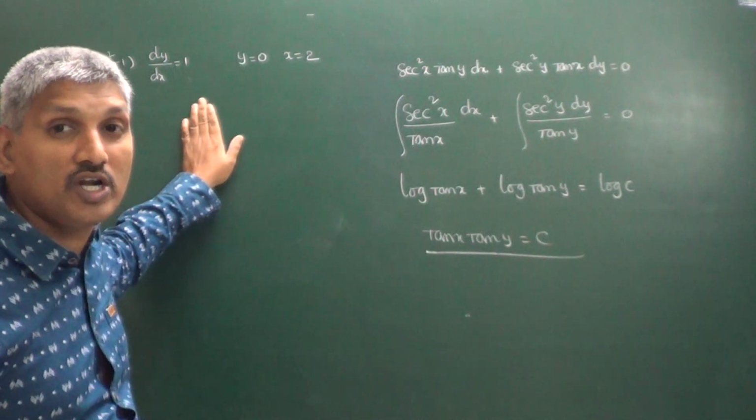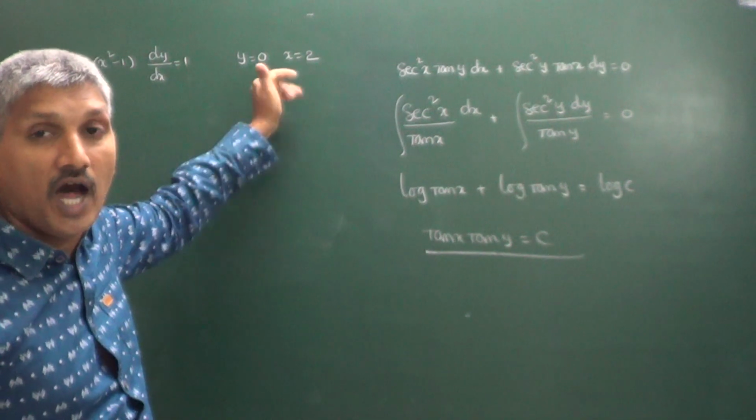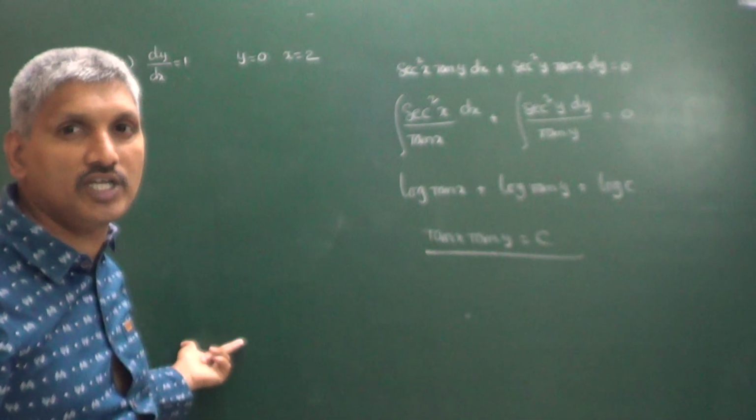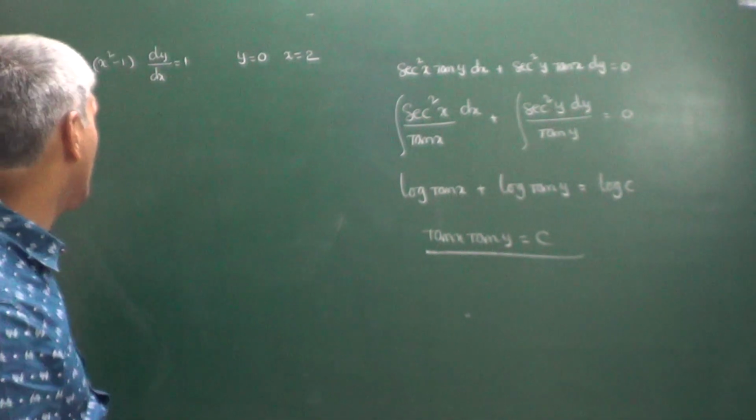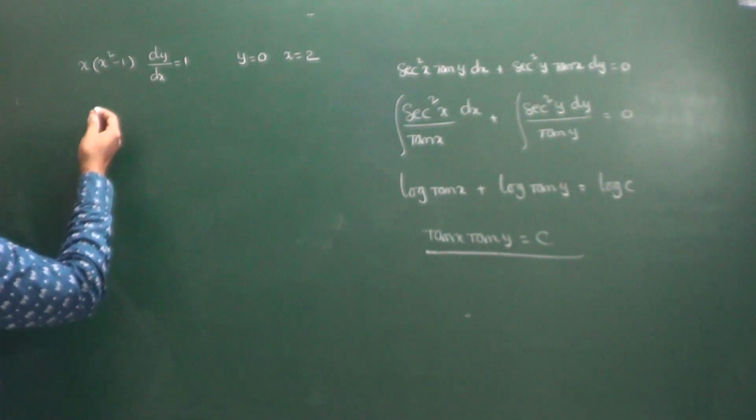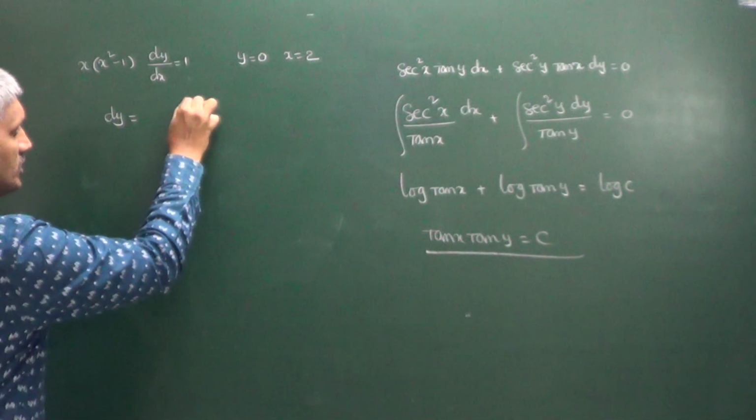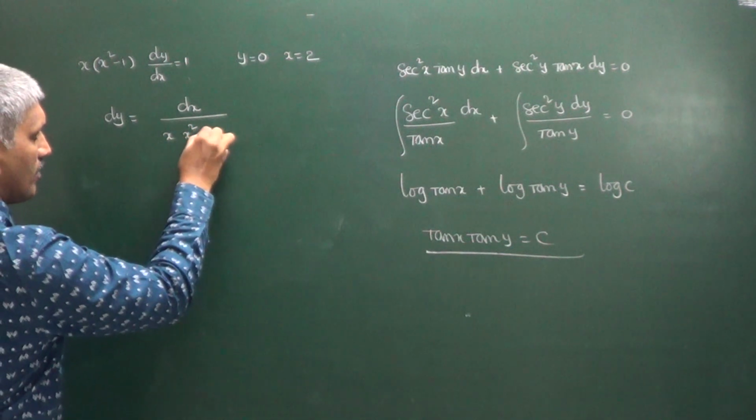This problem is called initial value problem. They will give some conditions. Under these conditions we have to find out the solution for the differential equation. That solution is called a particular solution of the differential equation. Now here also we are going to do by the variable separable method, that is, dy is equals to dx divided by x into x square minus 1.